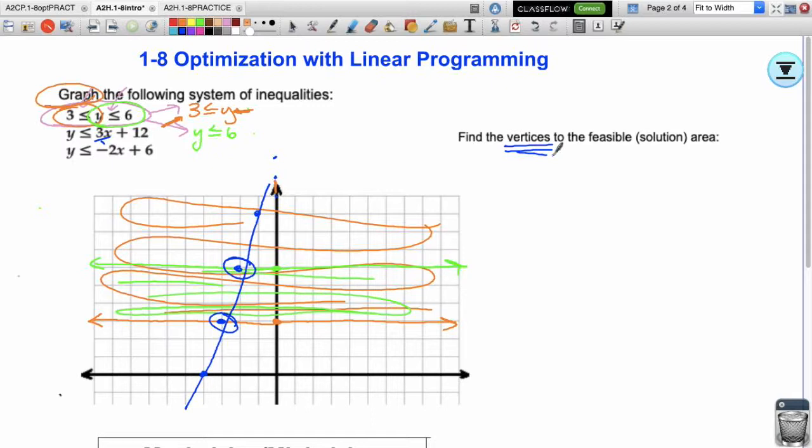The shading here, again, if kind of using logic like we did on these two doesn't really work for you, you probably want to plug in 0, 0. So I'll be left with 0 for y is less than or equal to. When I do 3 times 0, it cancels out. 0 plus 12 is just going to be 12. So I can ask myself, is 0 less than or equal to 12? If the answer is yes, I go to where 0 is. That means this side of the blue line, okay, this entire side here would be shaded.